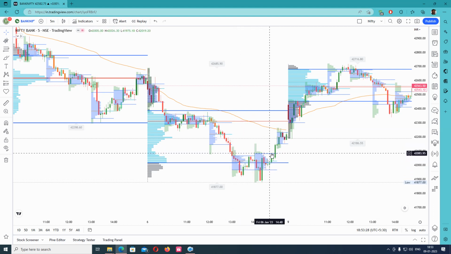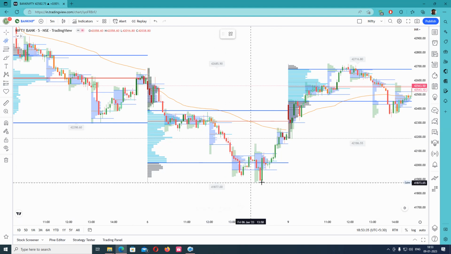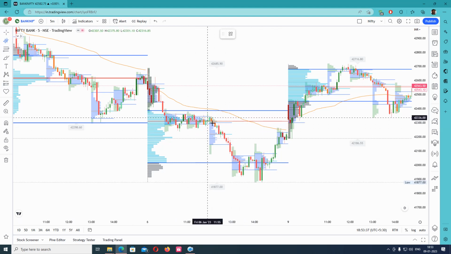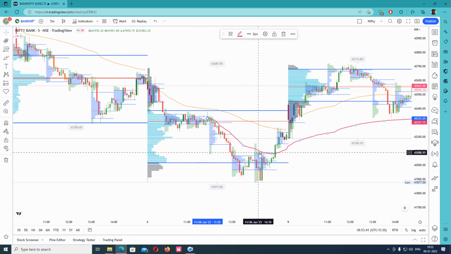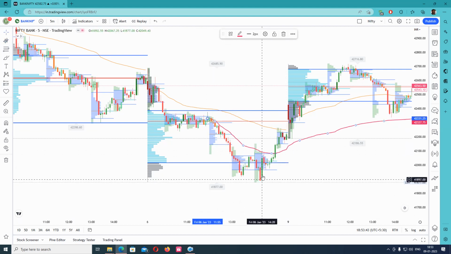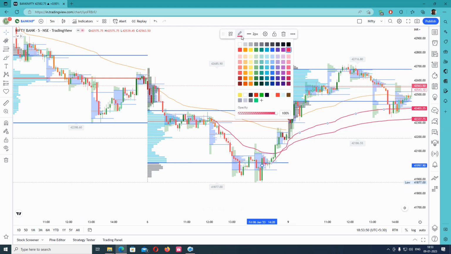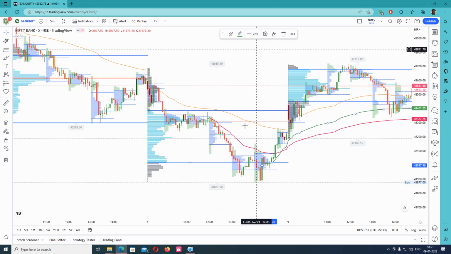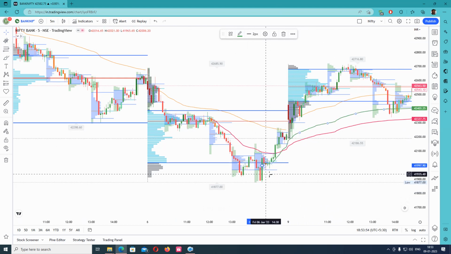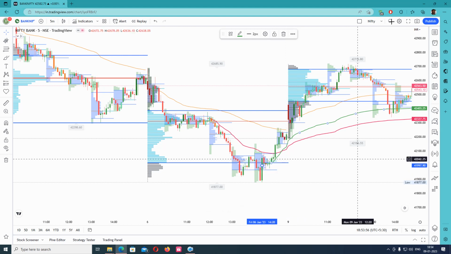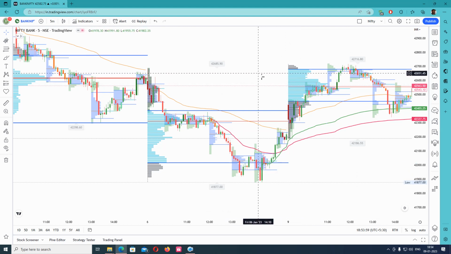So the procedure is, whenever we have found some balance area, I simply draw anchored vwap from that high and from that low. So this was the high, right? So I am drawing anchored vwap from here, and this is the low. So I will draw another anchored vwap from here. Let me change that color. So okay, this is the selected color. So this is the anchored vwap I have drawn in my chart from the info, right?